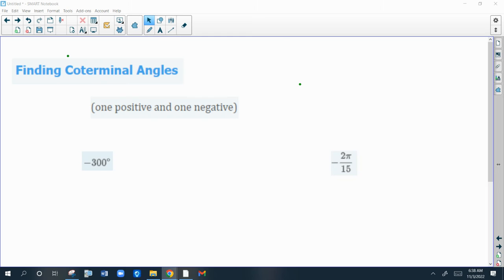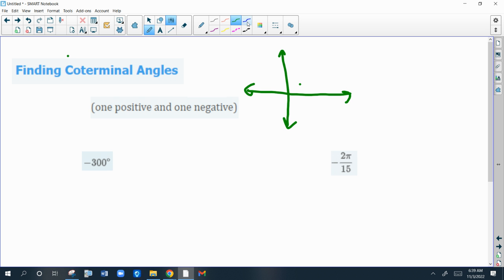All right, finding coterminal angles. Coterminal angles are angles that start and end in the same spot. So very quickly, if I draw a normal angle, say it's like 45 degrees, there's an infinite number of coterminal angles for it because there's a lot of angles that can start here and end here and not be 45 degrees.